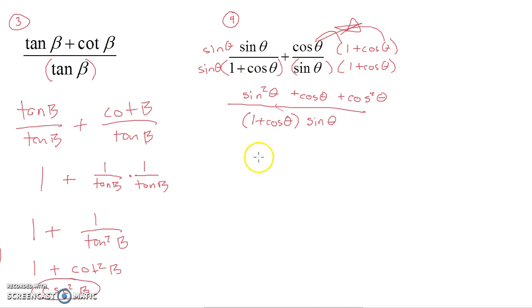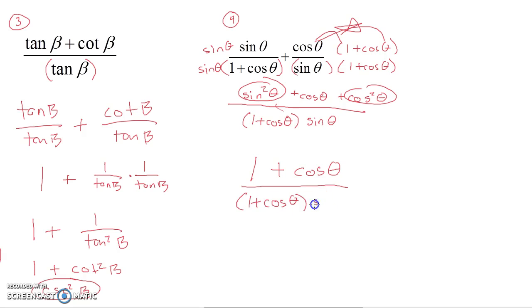Okay, so let's see here. I'm going to continue to work here. On top, I notice something really cool. On top, I have a sine squared plus cosine squared. Now, they're not right next to each other, but rules of addition say I can move things around a little bit. I know that sine squared plus cosine squared is 1. So I have 1 plus cosine of theta. So this guy and this guy made the 1, and then the cosine of theta is still there, over 1 plus cosine of theta, all times sine.